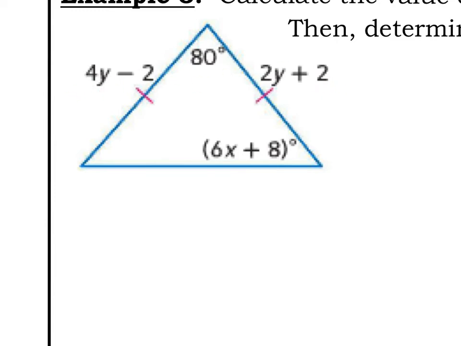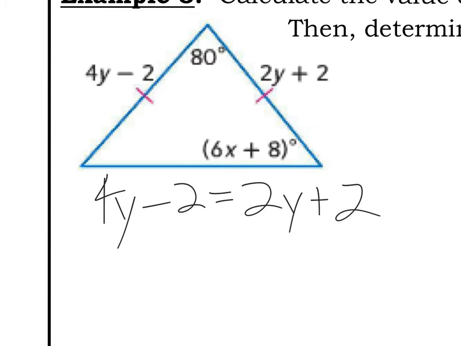But we can figure out what these two sides are. They're marked as congruent, so set them equal to each other. 4y minus 2 equals 2y plus 2. When I have these two-sided equations with a constant and a y on both sides, I like to do it in one step.